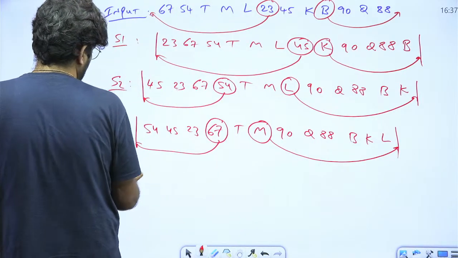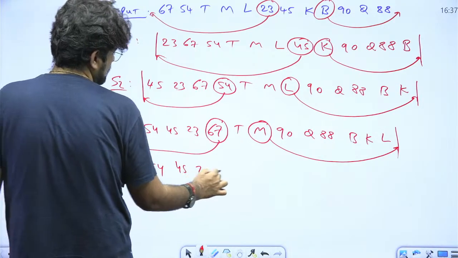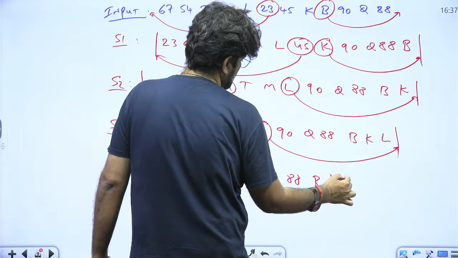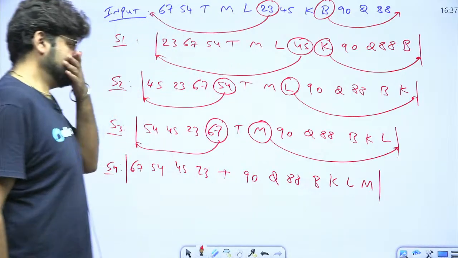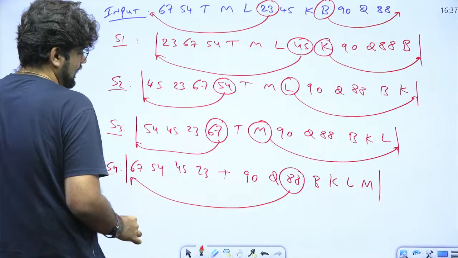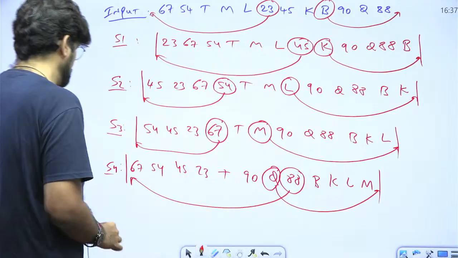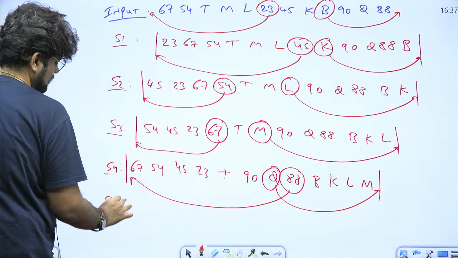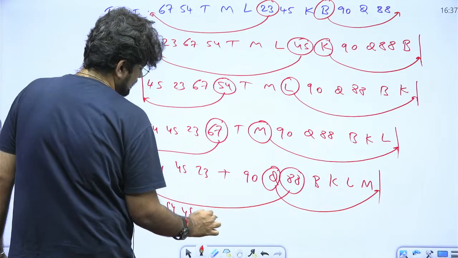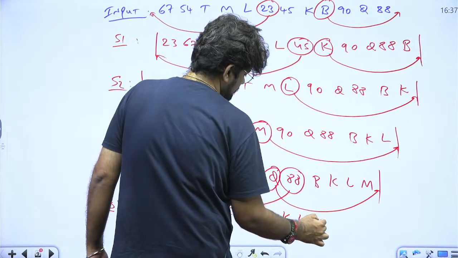So step 4 is 67, 54, push back before it, 45, 23, T, 90, Q, 88, B, K, L, M, push back. Okay. Next number is 88. So 88 will come in front. And next letter is Q. So Q will go there. So we have step 5. Push back 88, 67, 54, 45, 23, T, 90, B, K, L, M, Q.